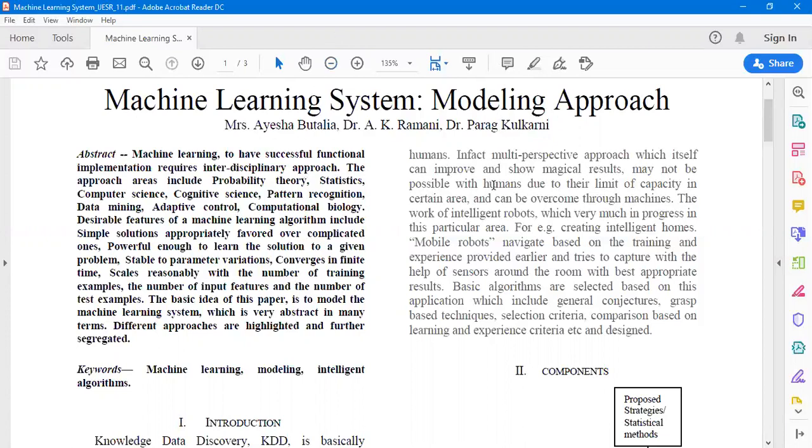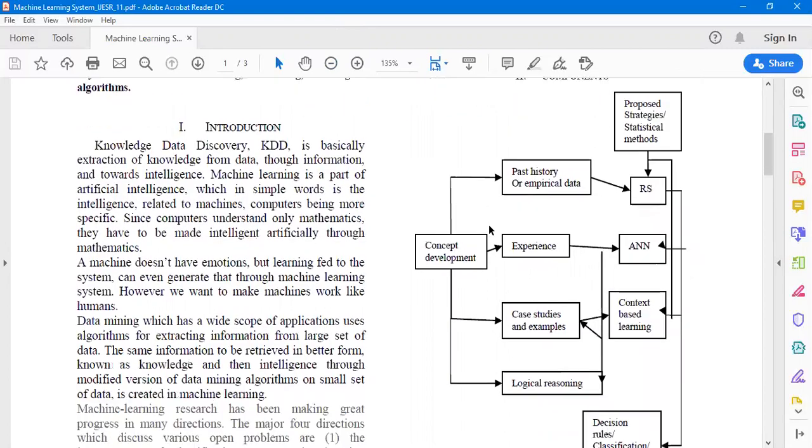As we go ahead, knowledge discovery in data, KDD, is based on extraction of knowledge from data through information and through intelligence. We have already discussed this hierarchy in our previous lectures. Machine learning is a part of artificial intelligence, which in simple words is the intelligence related to machines, computers being more specific. Since computers understand only mathematics, they have to be made artificially intelligent through mathematics. That's the entire purpose behind machine learning.